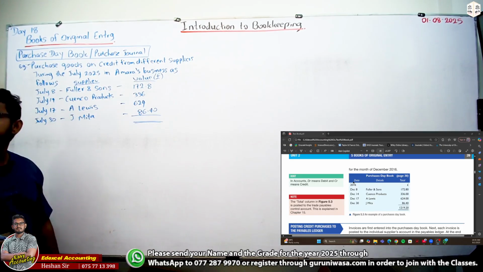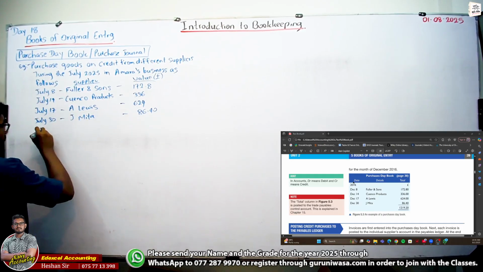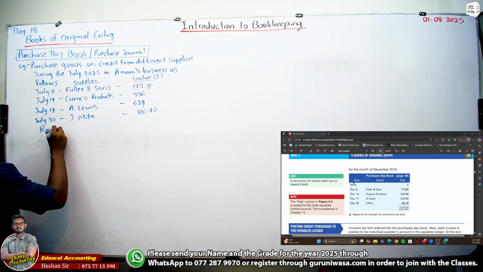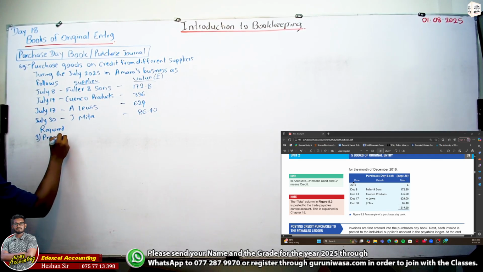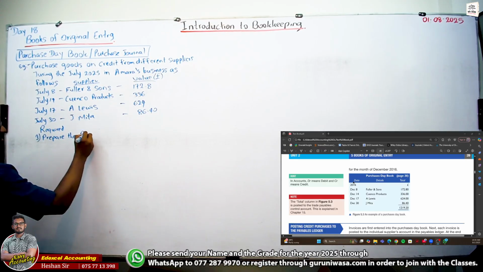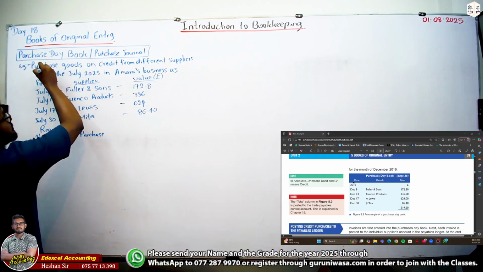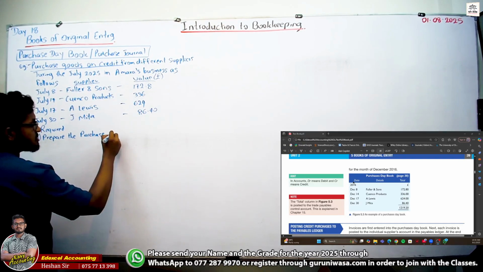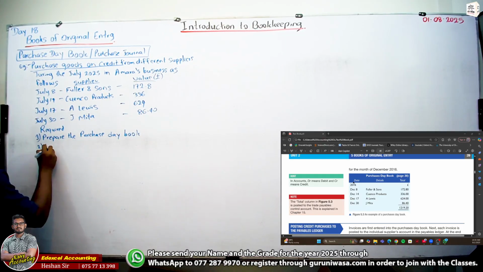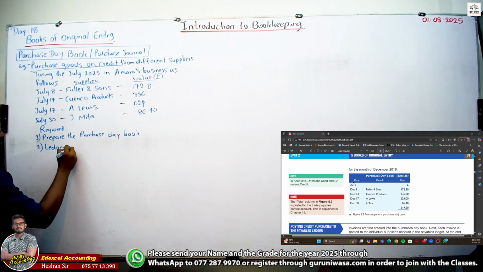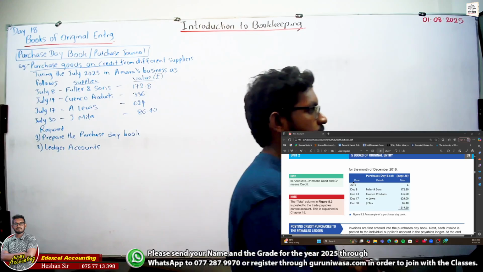See the total, you can see. Required: number one, prepare the purchase day book. Purchase day book means we record only the credit purchases, purchase goods on credit. Number two, ledger accounts.